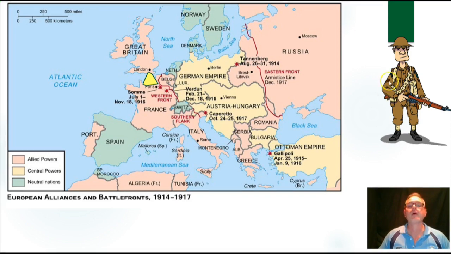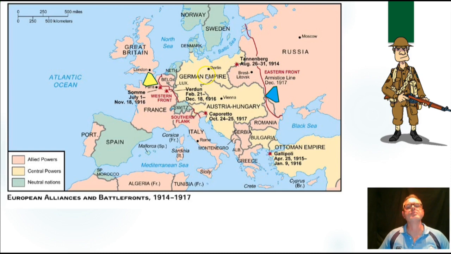You can also see the Eastern Front marked with this blue arrowhead, running from the Baltic Sea and north all the way to the Black Sea. And you can see that large areas of Russian territory through the area of what is now Poland was invaded by the Austro-Hungarian Empire and the German Empire.